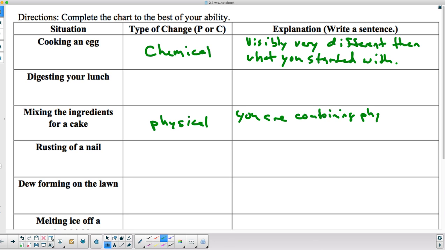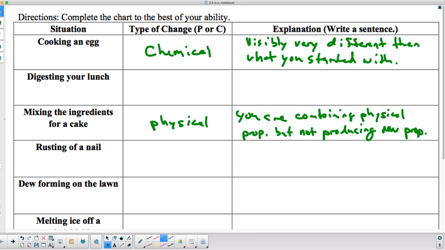physical properties but not producing new ones. So it does look a little different, but because no new properties are being produced, there's nothing that is wildly different from what you start with. Let's go to the next one, rusting of a nail.